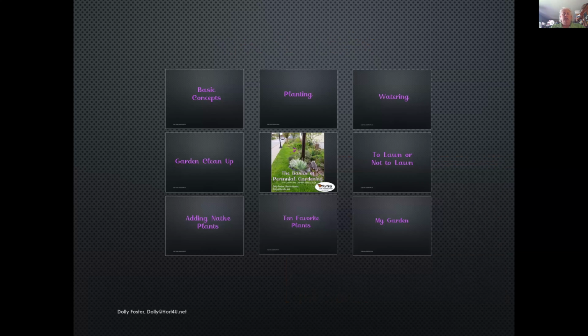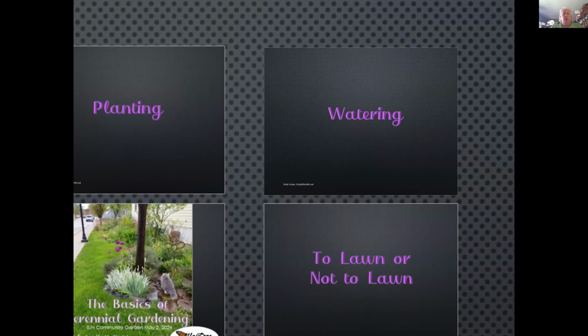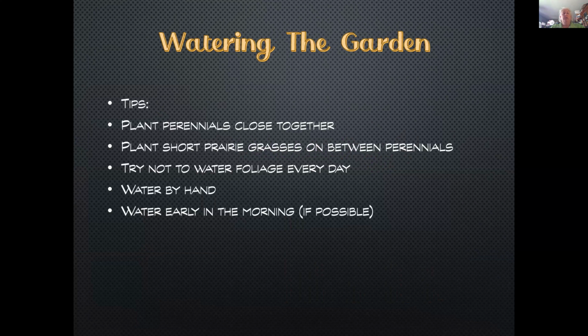All right, next, let's talk briefly a little bit more about watering. So if you plant your plants close together, they will cover more soil, keeps the gardens cooler, and then you will have to water less. Plant short prairie grasses in between your perennials, like little bluestem, sideoats grama, prairie dropseed. This is a really great way to make channels in your soil where water can go. Remember how those deep roots go.